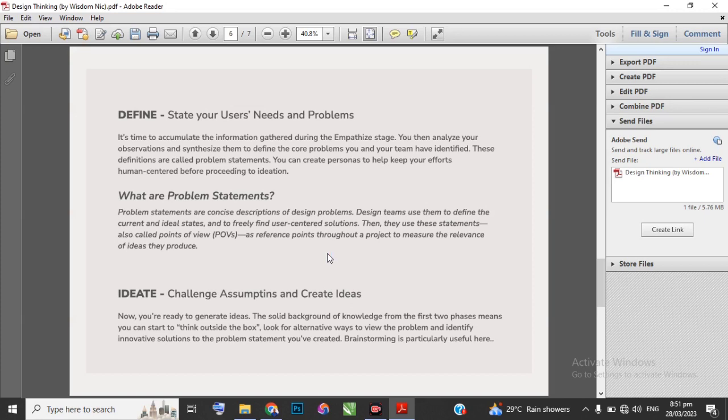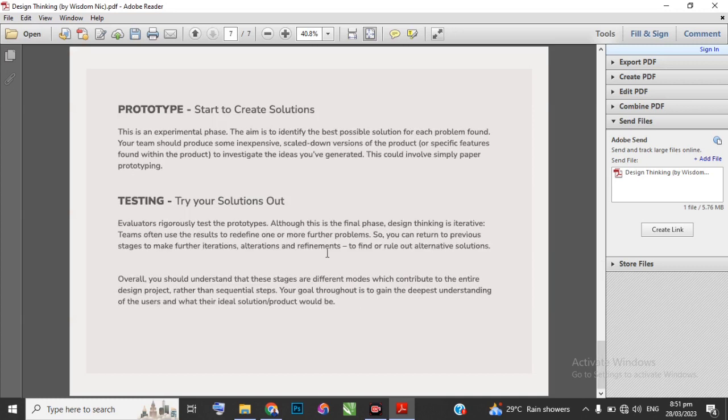The ideate phase is where you get to challenge assumptions and create ideas. So having gone through the empathy and define stages, you know your problem already, or the problem of the users. The next thing is to start creating ideas that will solve the problem. Now you are ready to generate ideas that can solve the problem. It is a time to brainstorm, a time to look deeply into the problem and bring out possible solutions. So after this is done, the next is your prototype stage.